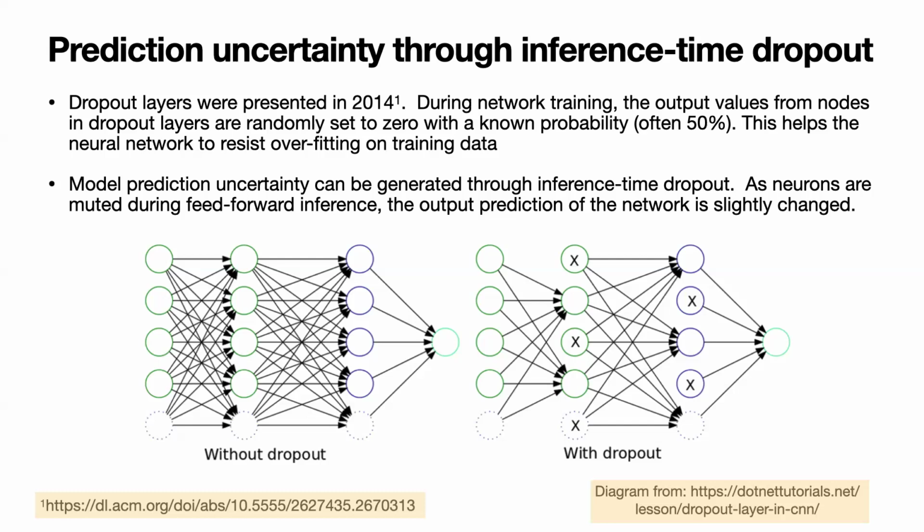However, if you turn on dropout during inferencing time, when training is done, then you induce stochastic variance in the output of the model. And that's how you get your uncertainty. You run the model 10 times with different neurons turned off during the runtime, during the forward inferencing stage.